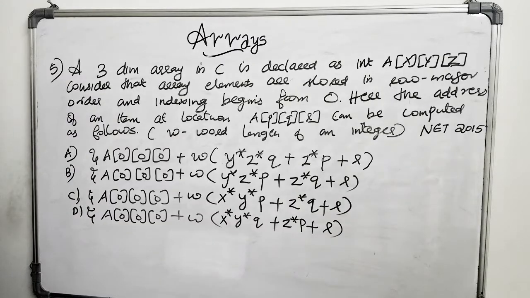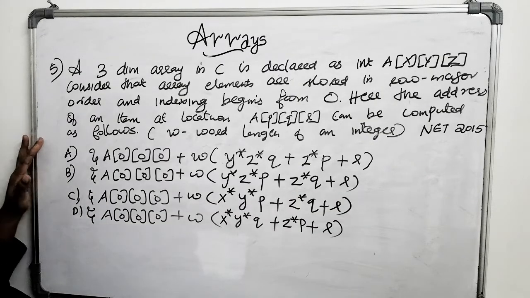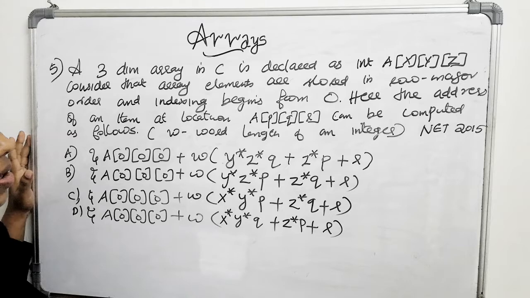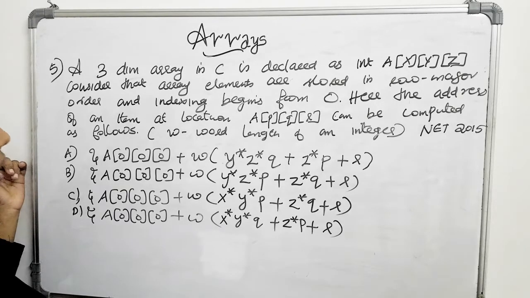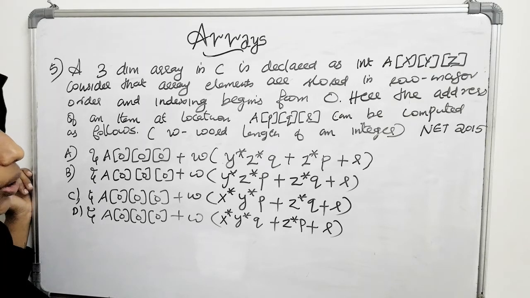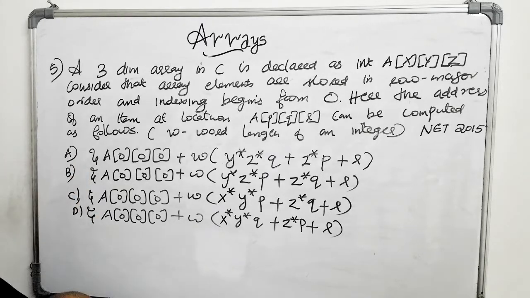So here is our next question. A three-dimensional array in C is declared as int a[x][y][z]. Consider that array elements are stored in row major order and indexing begins from 0. Here the address of an item at location a[p][q][r] can be computed as follows. You have to find out the correct option from this.